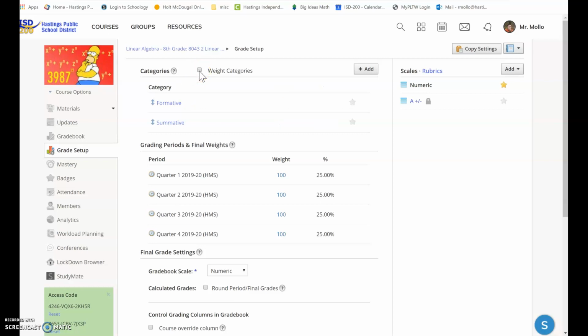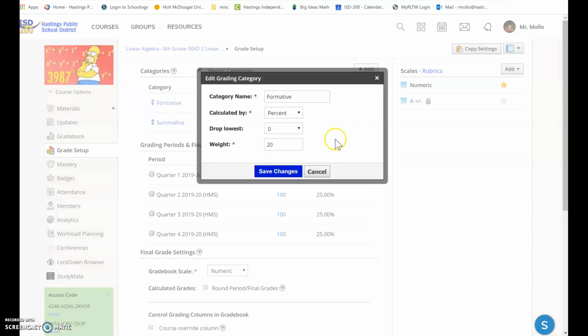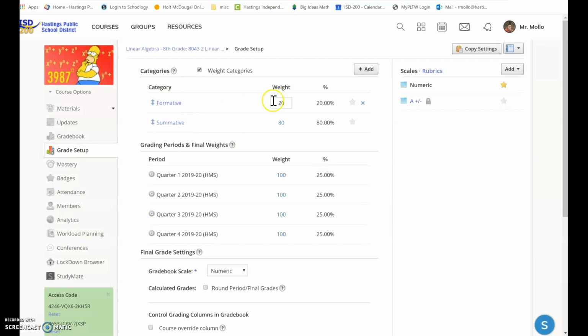So up here you have this weight categories button. Make sure that is clicked. I think the default is to have it unclicked. And then you can just go right in here and change the weight. You can change the name of whatever you're doing. So I have it set up just like Infinite Campus does. Formative is 20%, summative is 80%.